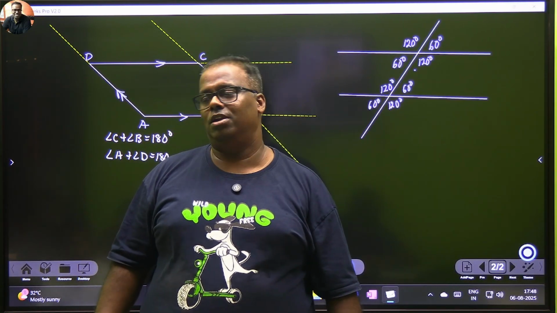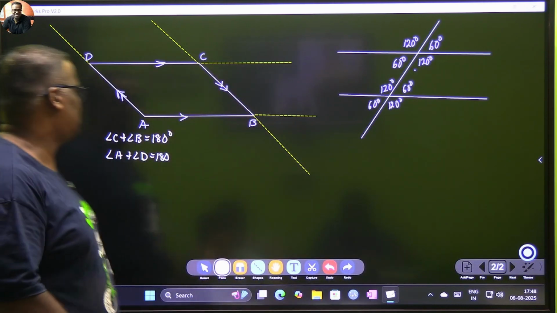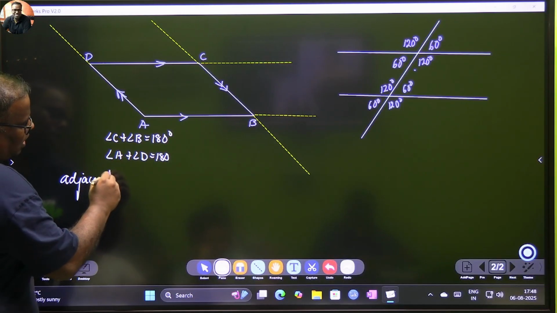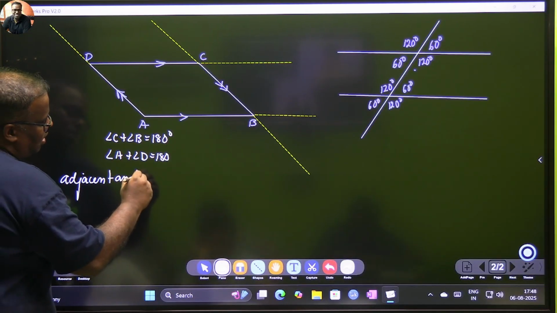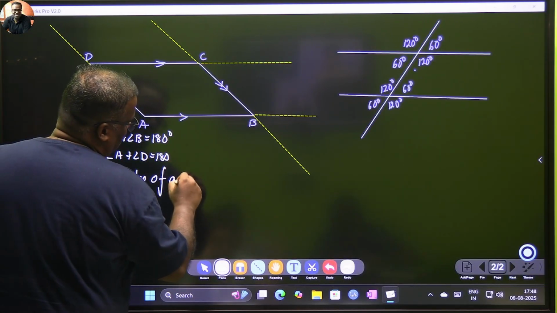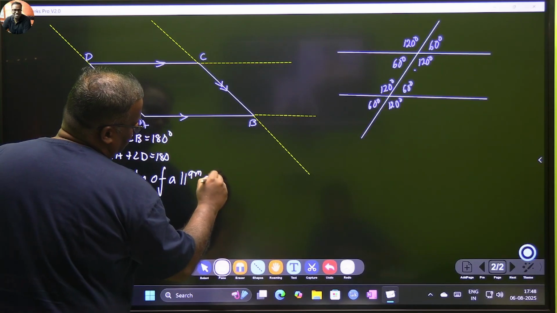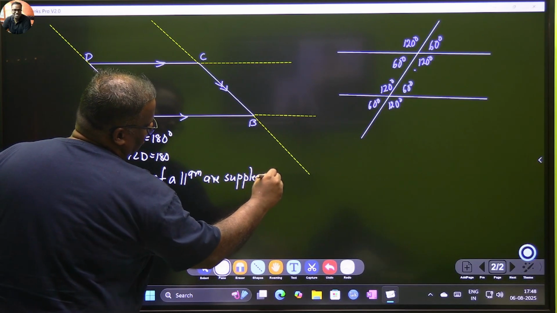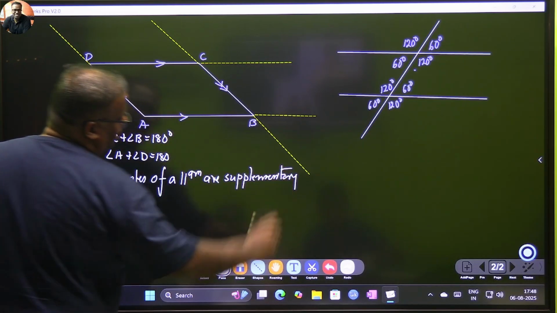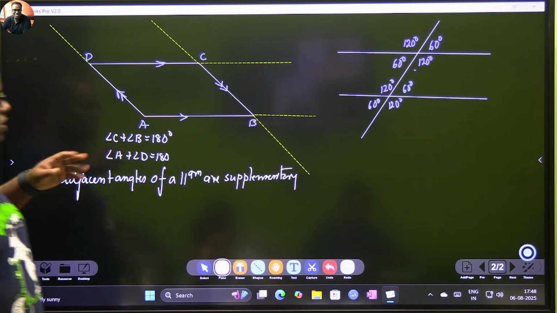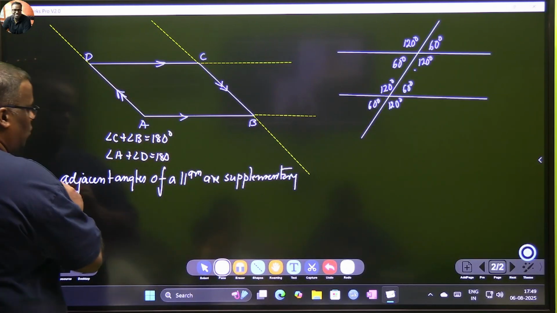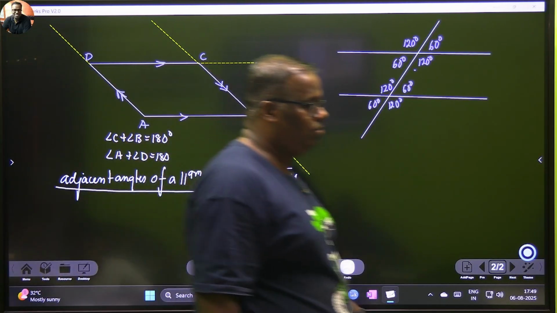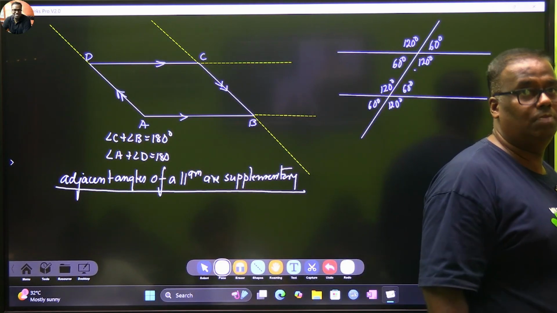Adjacent angles of a parallelogram are supplementary. So we'll just write one line. Adjacent angles of a parallelogram are supplementary. Clear? So this is one thing that you should know. This is an important conclusion at your level, since you are just starting to learn now. Adjacent angles of a parallelogram are supplementary.